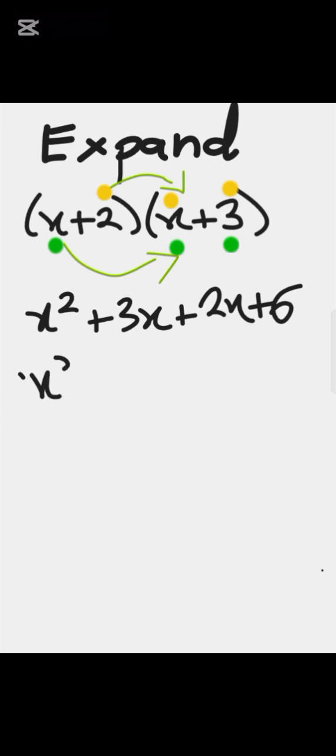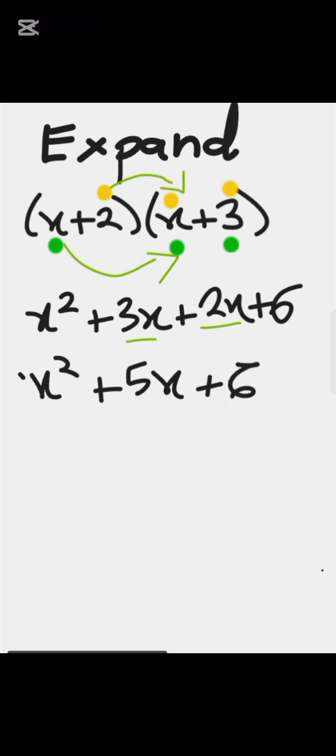Then we have 3x and then 2x. Adding them together, that is going to give us 5x. So you just add the numbers in front of the x, then you just add the x to it. Then we have positive 6. There's only one constant, so we maintain that and we get our positive 6. So that is it. We can rewrite it as x squared plus 5x plus 6. So this is our final answer.